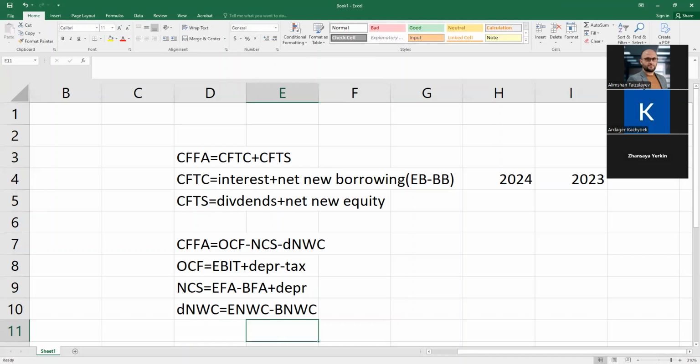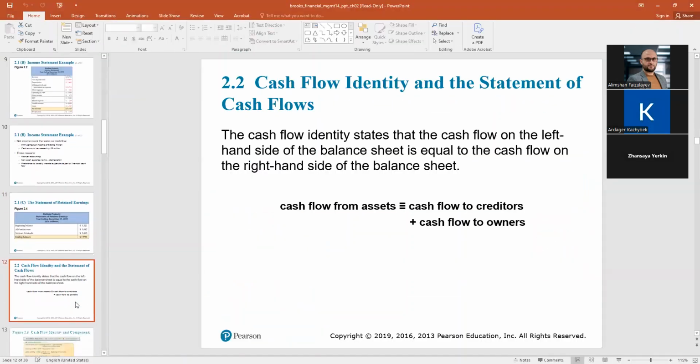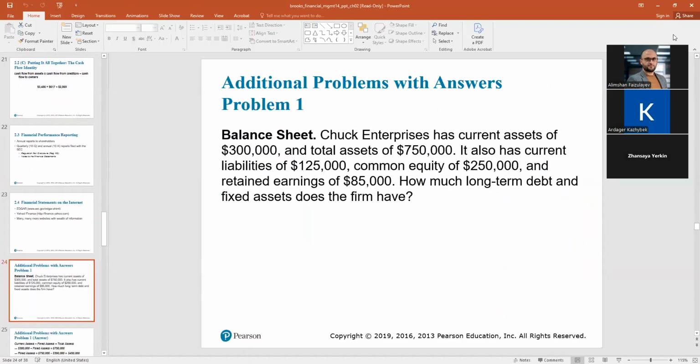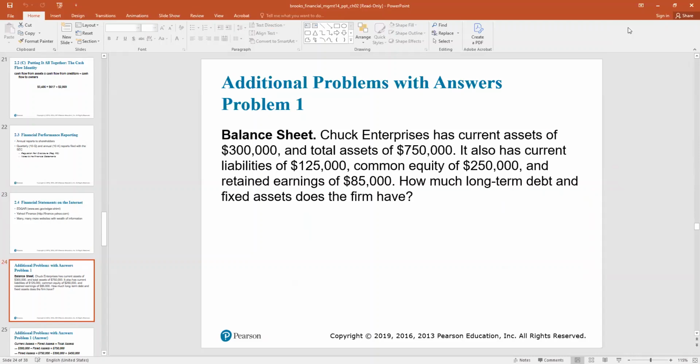Now, let's start with the problems. We'll go together, okay? The first problem is related to the balance sheet. Chunk Enterprise has current assets of 300,000, total assets of 750, and it also has current liabilities of 125, common equity is this, retained earnings 85. How much long-term debt and fixed assets does the firm have? So basically you need to construct the balance sheet in order to find this variable.